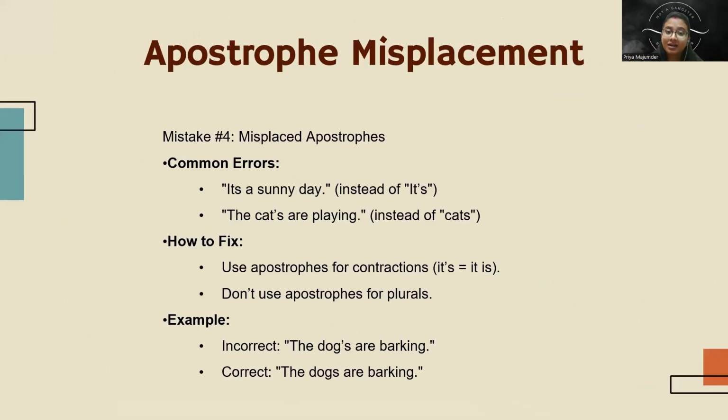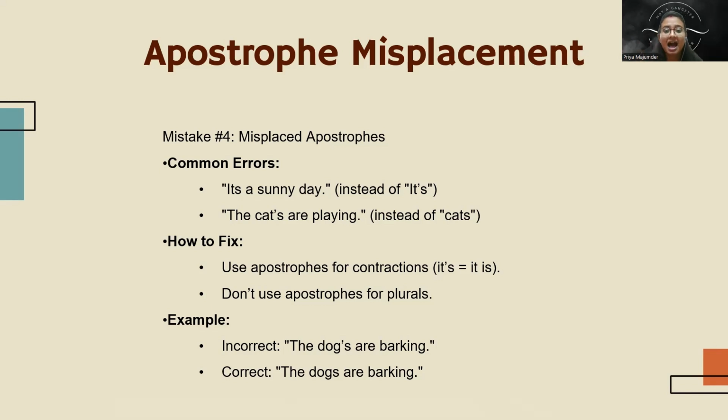Now the fourth one, that is apostrophe misplacement. Do you know that with a single apostrophe, the meaning of some words changes? Like, "It's a sunny day." I-T-apostrophe-S, if you are using an apostrophe, that means "it is." "The cat's are playing." C-A-T apostrophe S means it is singular. But we are referring to the plural form of cat, right?